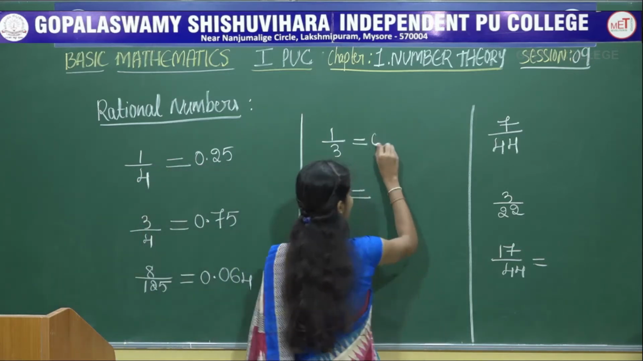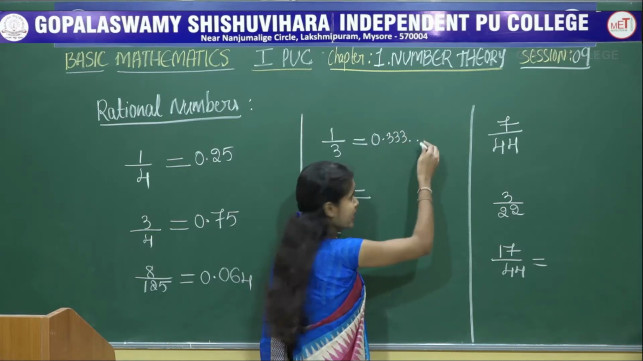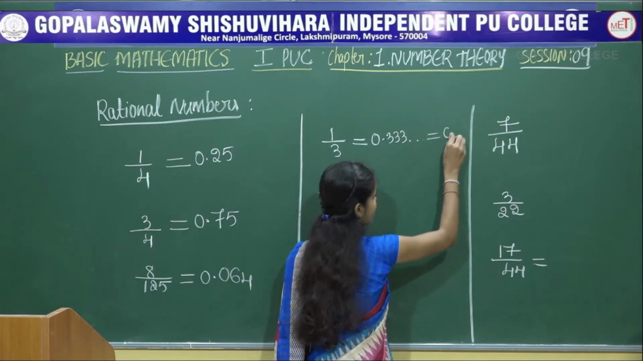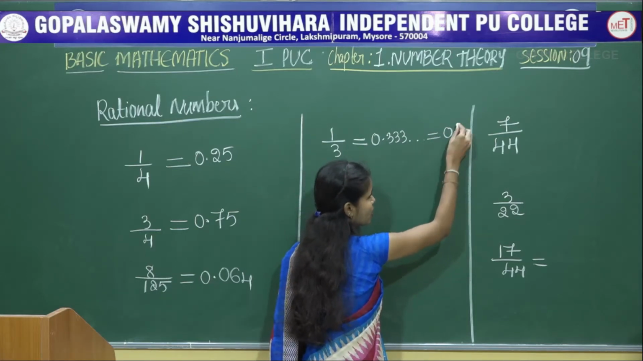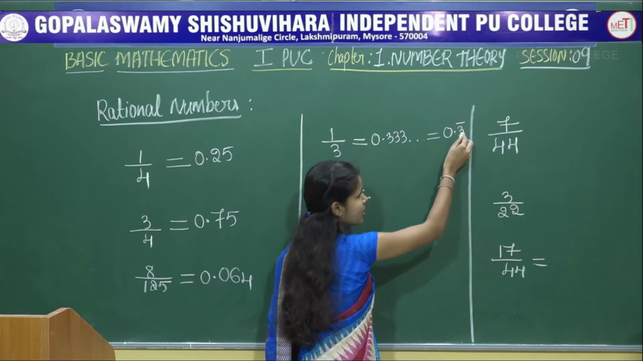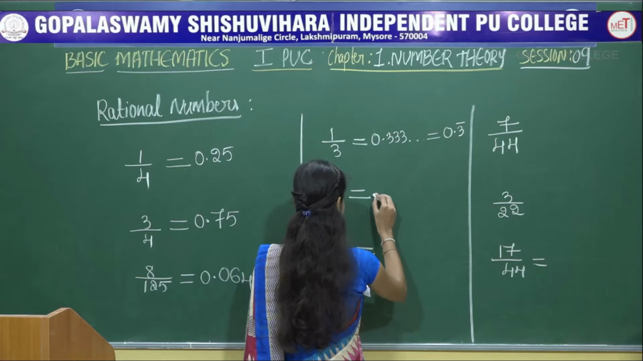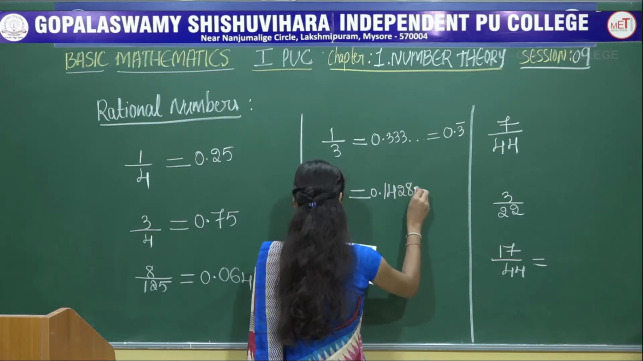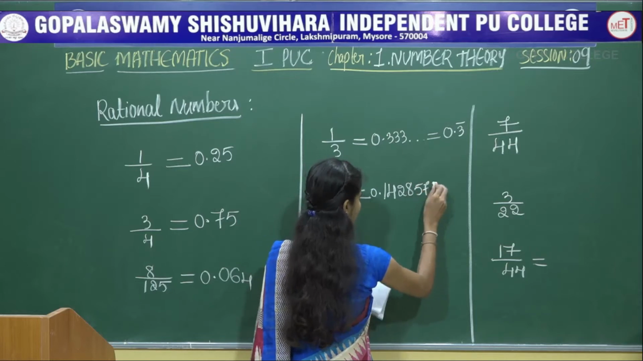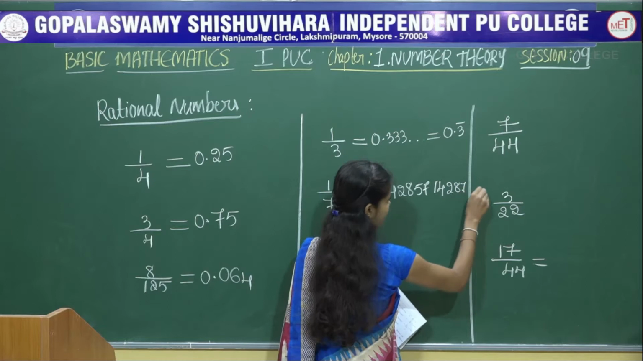Next, 1 by 3. 1 by 3 means 0.3333 repeated. This can be represented as 0 point, where the digit 3 is repeated, denoted by 3 bar. It says that 3 is repeated. Okay. Next, 1 by 7. 1 by 7 is 0.142857, 142857, etc.